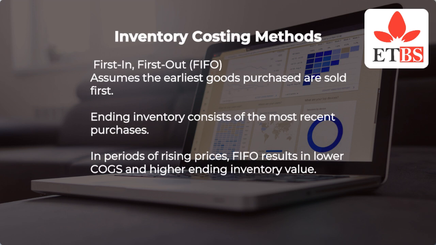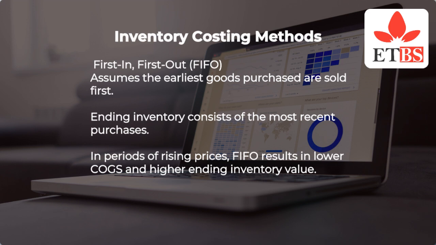Inventory costing methods. 3.1 First in, first out, FIFO, assumes the earliest goods purchased are sold first. Ending inventory consists of the most recent purchases. In periods of rising prices, FIFO results in lower COGS and higher ending inventory value.